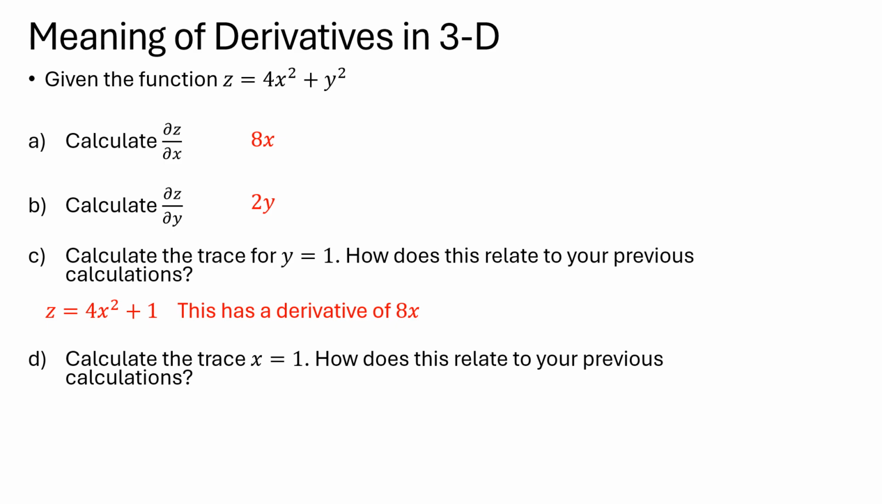As for the trace for x equals 1, this gives us z is equal to 4 plus y squared, and this has a derivative of 2y, which again relates to what we had earlier. So we have now confirmed that partial derivatives represent two angles of looking at tangent lines, specifically parallel to the x-axis and parallel to the y-axis. However, again, we do not have a way of taking a tangent line that is diagonal.